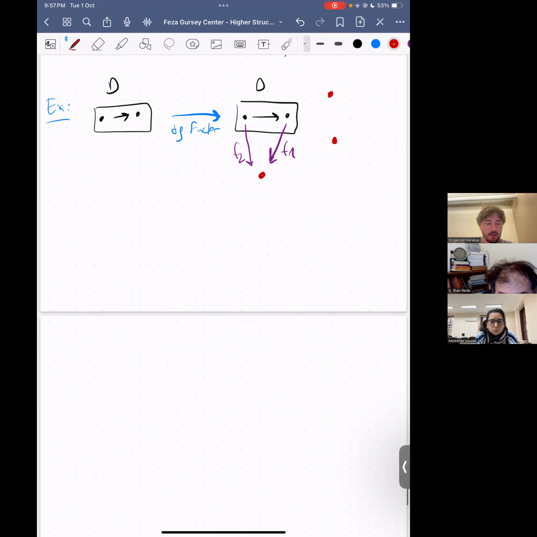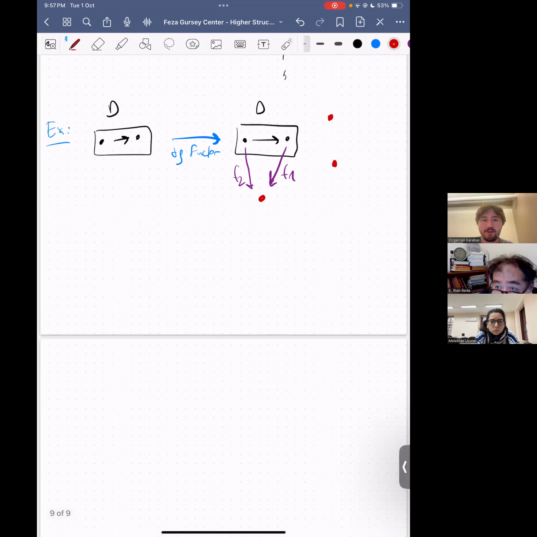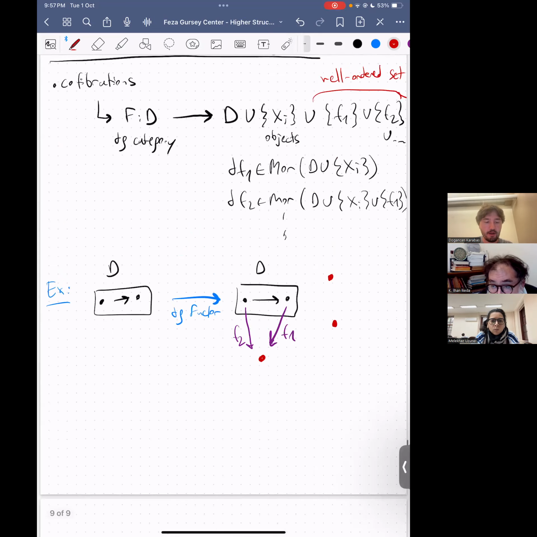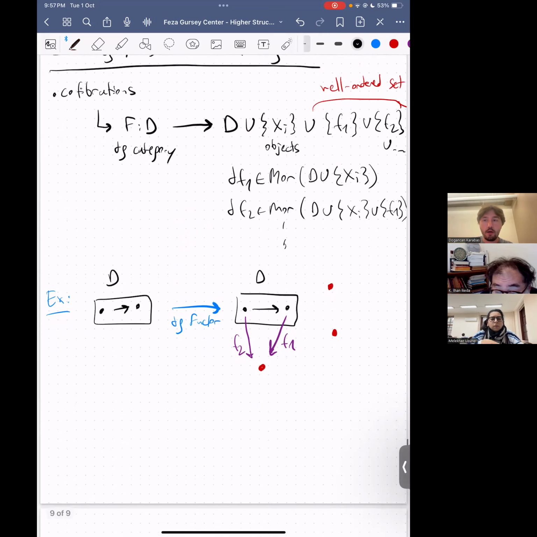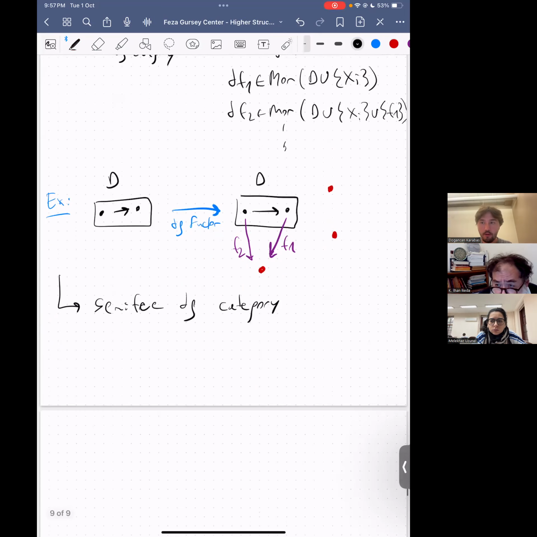Okay, I don't have much time left, so maybe I tell the cylinder now. So this is what cofibrations are. But one thing is I define cylinders for semi-free DG categories. So a semi-free DG category is, let's say C.